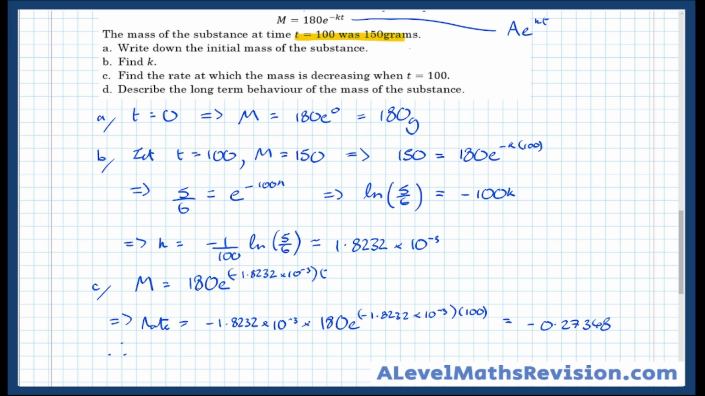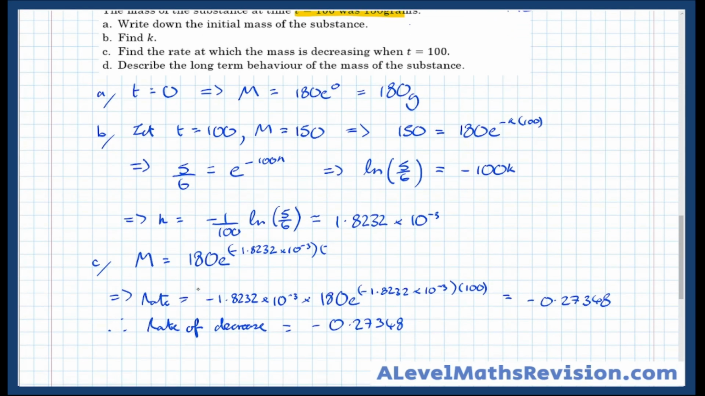So that's for the rate of decrease. The rate of decrease will be a positive number. It's negative because it's a negative rate of increase. So the rate of decrease would therefore be 0.27348. That's part C.